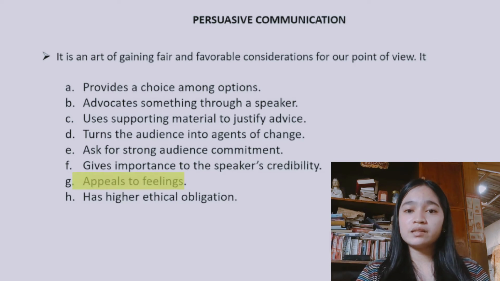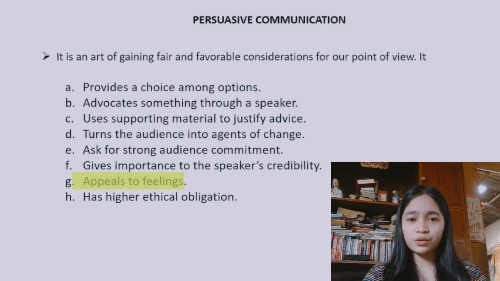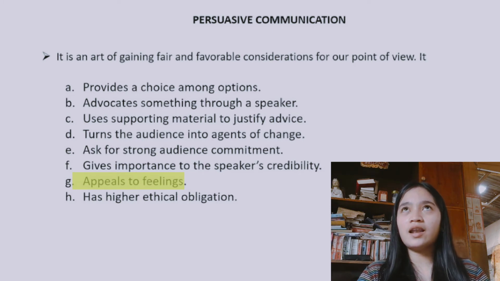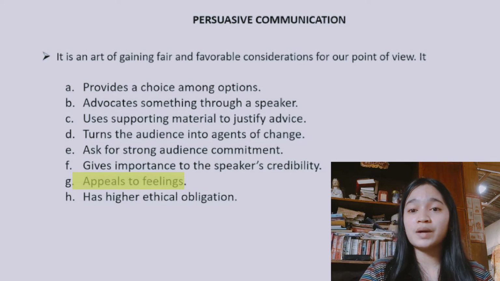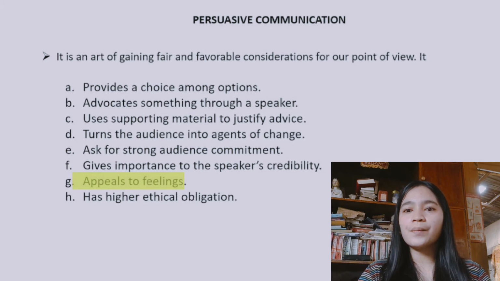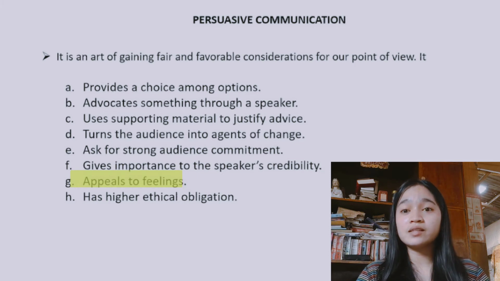It appeals to feelings. So, kanina, there's ethos. Ngayon naman, there's this term called pathos, which means persuading by appealing to the audience or reader's emotion. So, dito naman, we should put some emotion in conveying a message to our audience in order for us to persuade them. For example, the language choice can affect the emotional response of the audience sa atin. Gaya na lang ng kapag we can put some negative or positive feeling depende sa topic na meron tayo.